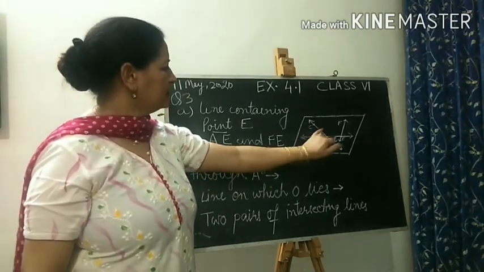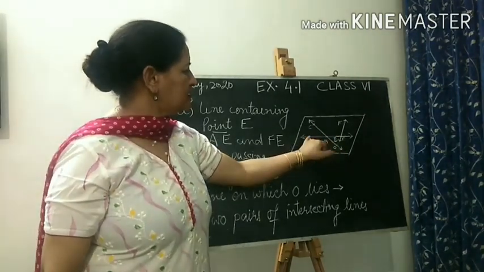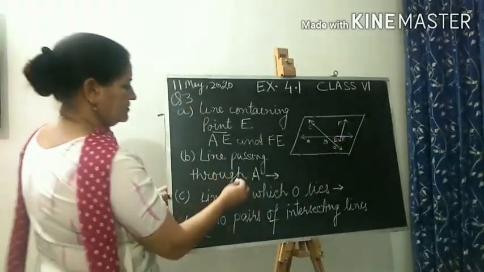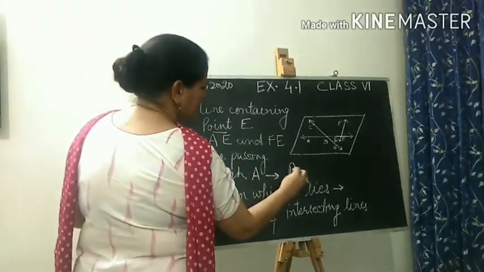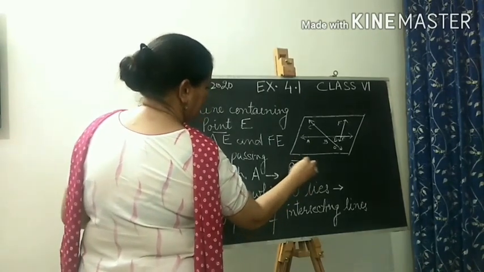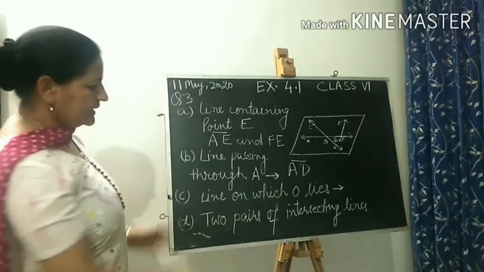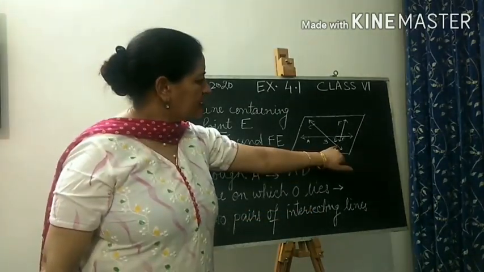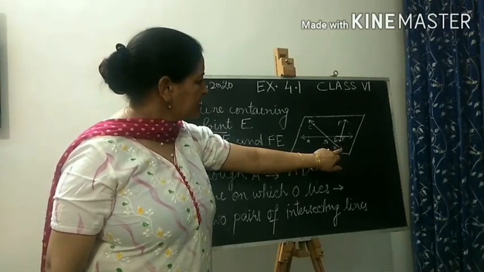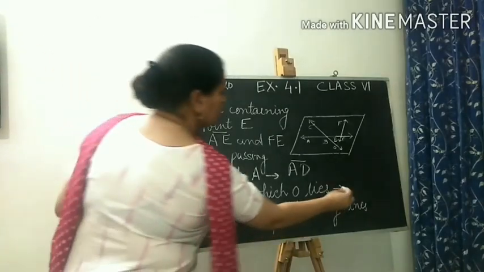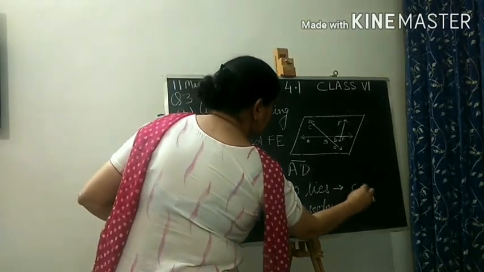Now the line passing through A. We can see AB is passing, AD is passing, and AE is passing. You can write any of the lines. We are writing AD. Now the line on which O lies. Here is O and it lies on line CO.